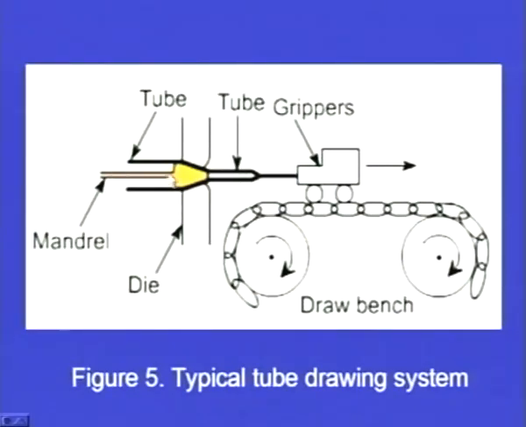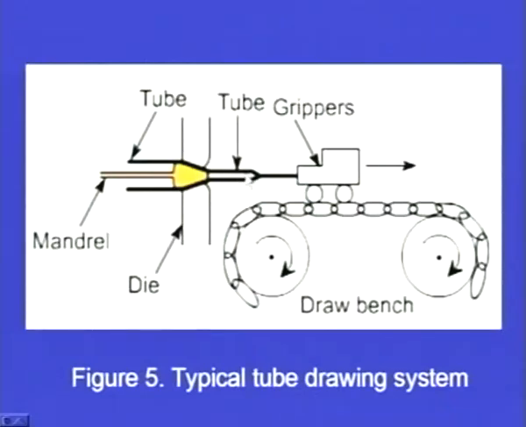The pulling arrangement is here. Using a mandrel, whenever a tube is drawn, we are able to get an internal hole inside the tube and also a reduced cross section. We can see that the cross section here is this much and the cross section here is this much. With the help of a mandrel and a die, we have been able to reduce the cross section of the tube from a bigger cross section to a smaller cross section.